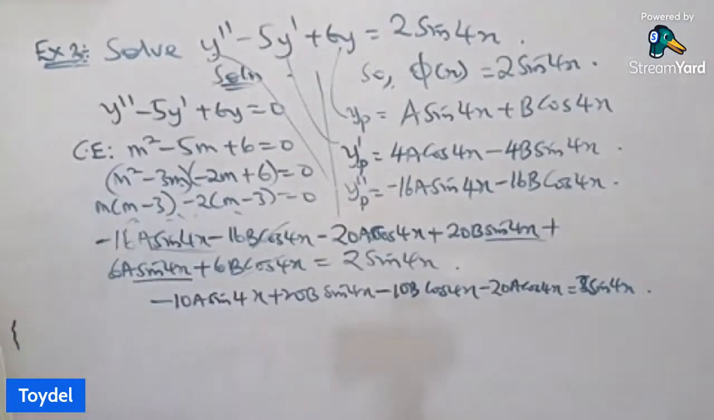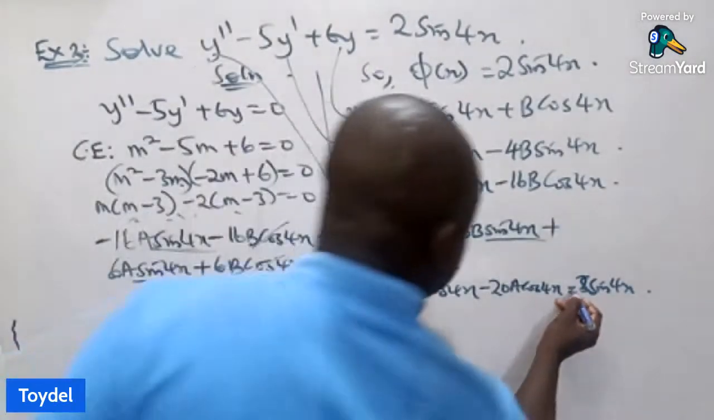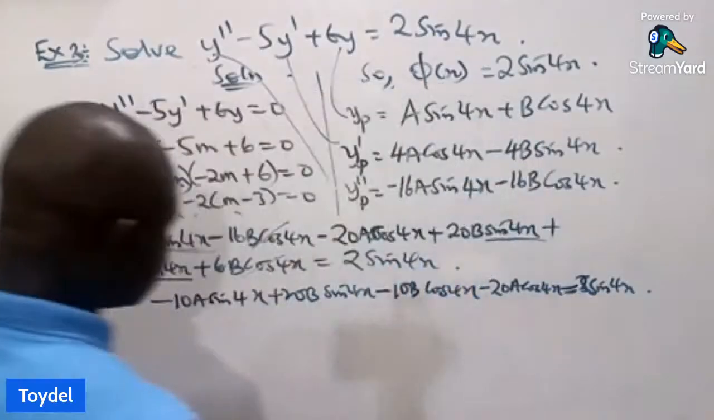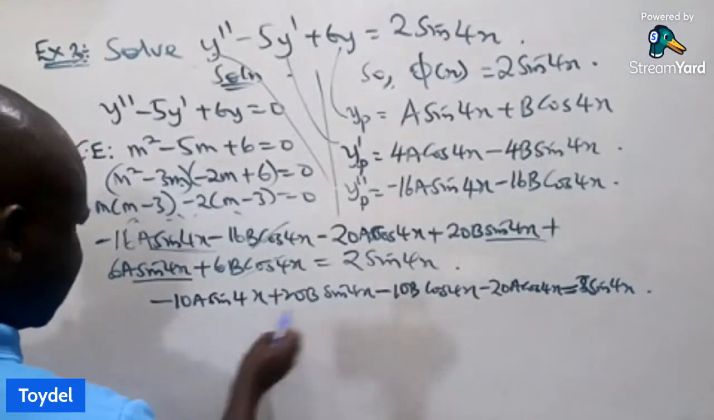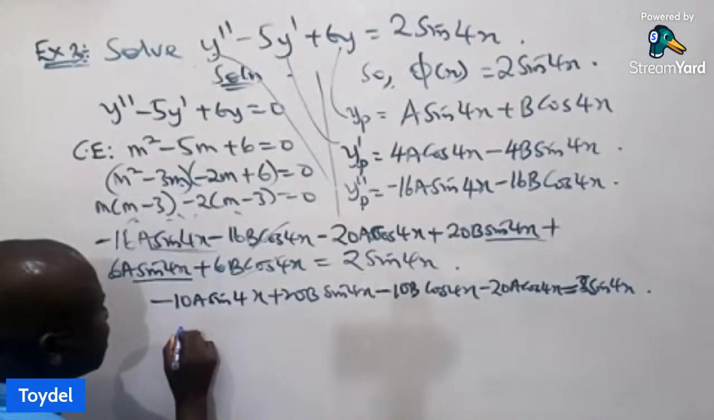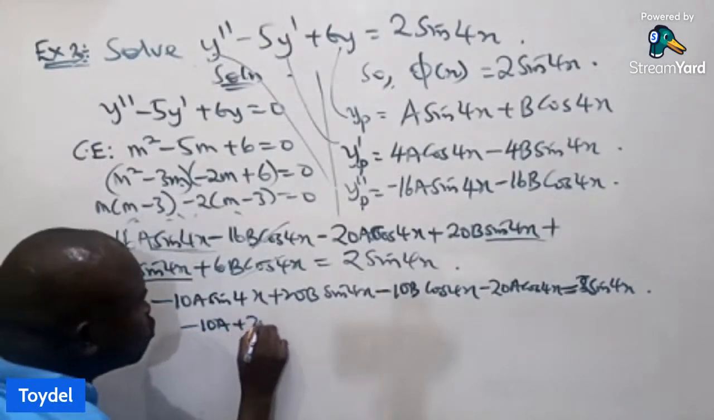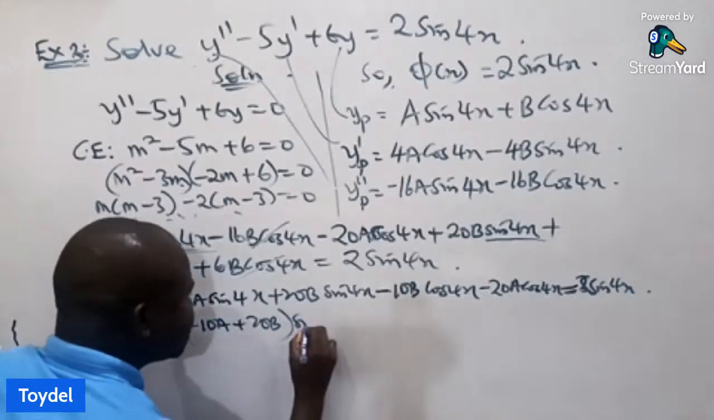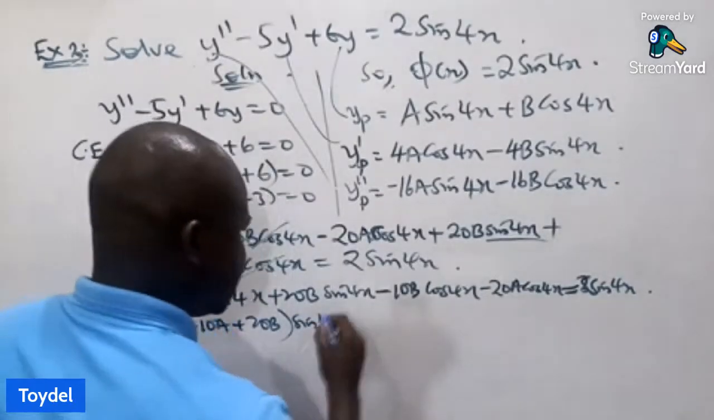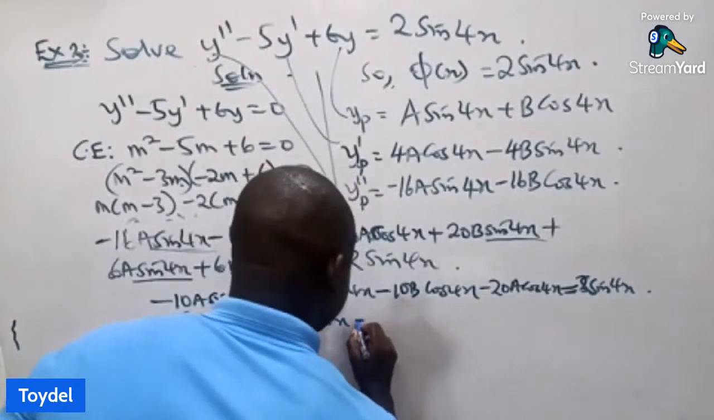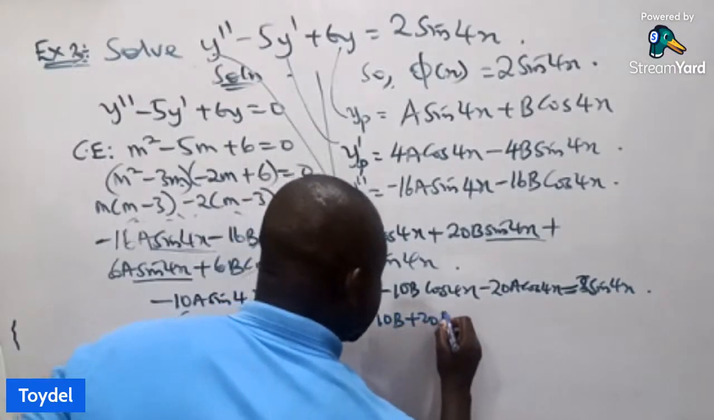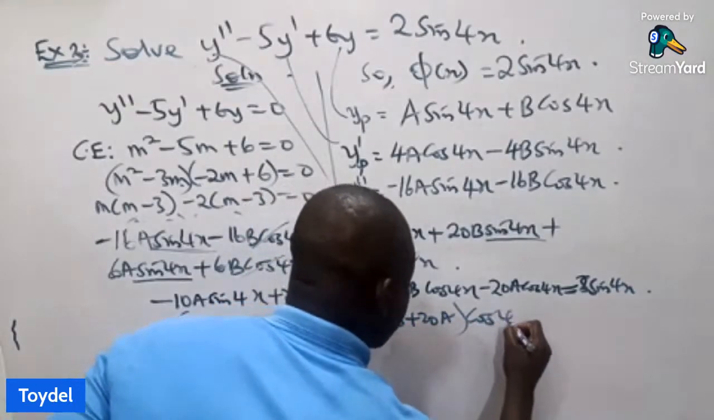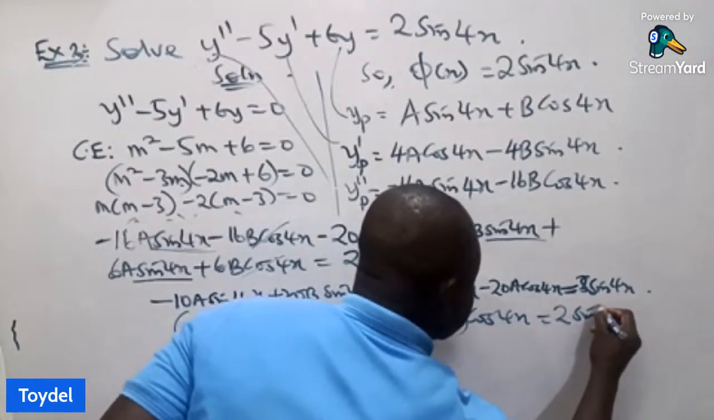So we want to compare both sides now. We have 2 sine 4x on the right. When we have sine here, I can combine this and say this is minus 10a plus 20b, everything into bracket sine 4x. Then here also we have minus 10b plus 20a, everything into cos 4x, equal to 2 sine 4x.